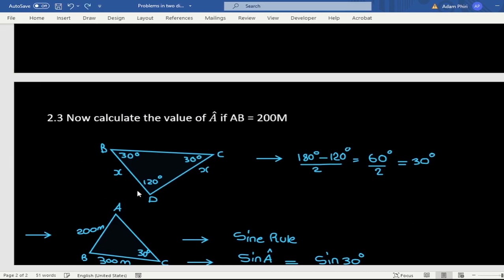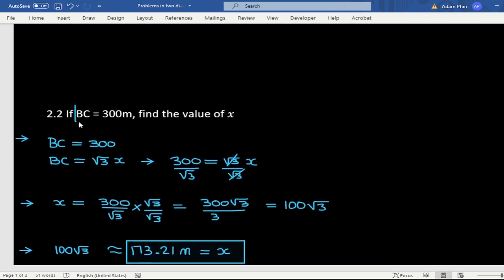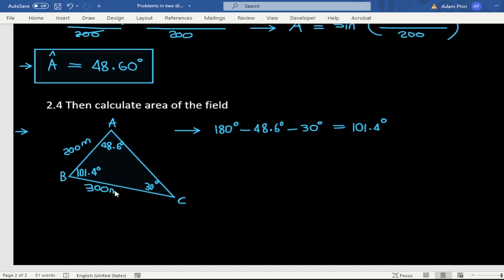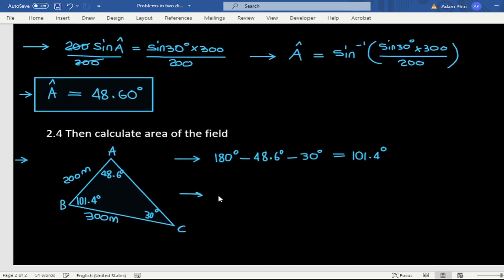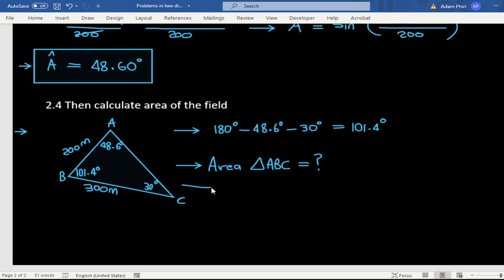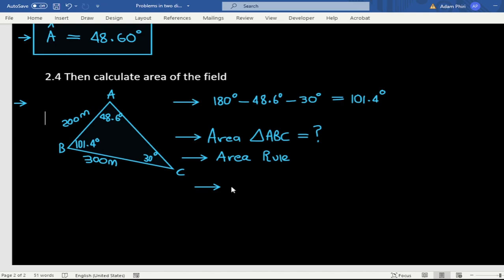We use the area rule. We have 200 meters there, and BC as 300 meters. So the area of triangle ABC, we're going to use the area rule, the reason being that we don't have a perpendicular height known.